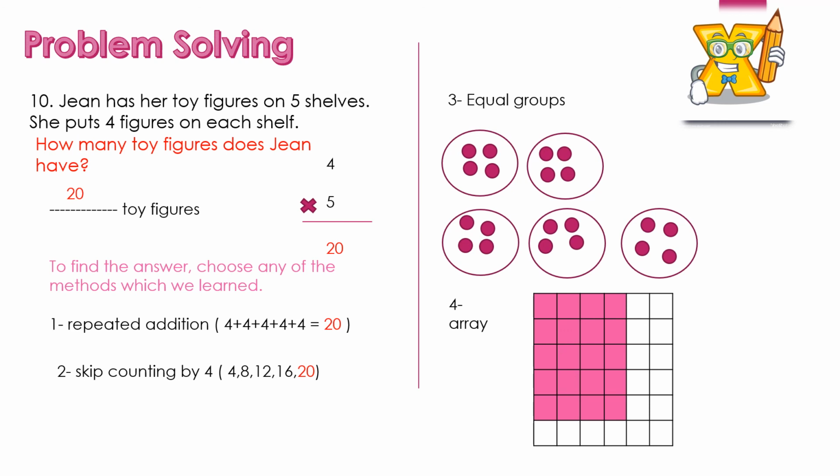In problem solving number 9 and problem solving number 10, the two factors are 4 and 5. If I change the order of the factors, the product stays the same. This is the multiplication related fact: when I change the order of the factors, the product stays the same. I hope that the lesson is clear.